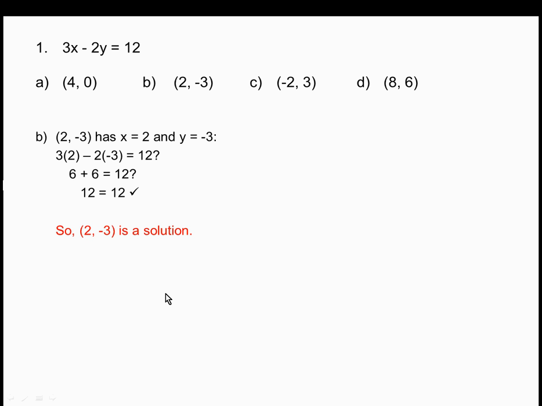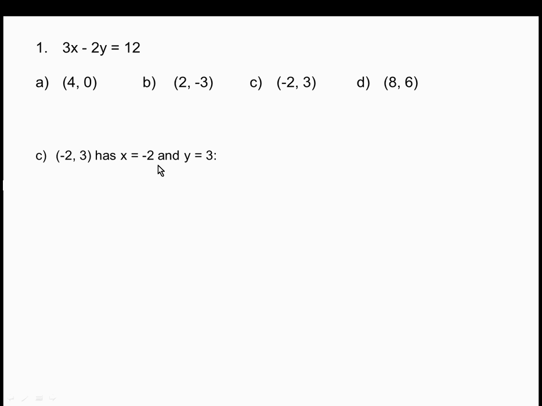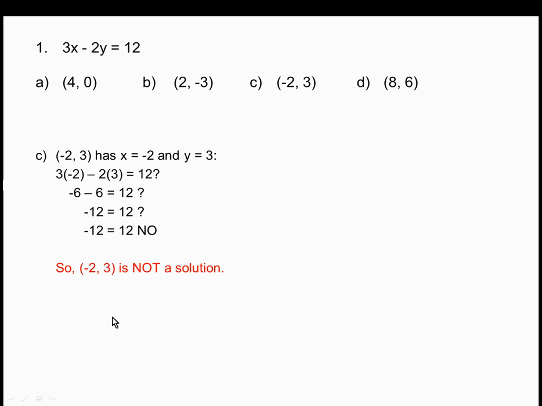Now, if we were just dealing with an equation in one variable, if I found two values that worked, that would say all real numbers work. Let's see if something like that happens here. For part C, x is negative 2 and y is 3. So let x be negative 2 and y be 3 up here. So 3 times negative 2 minus 2 times 3. Is that 12? This is negative 6 minus 6. I don't think it's going to work. So negative 12 equal 12? No. So negative 2, 3 is not a solution. Notice this could not have happened if there were just one variable. So something different is happening when I have two variables.